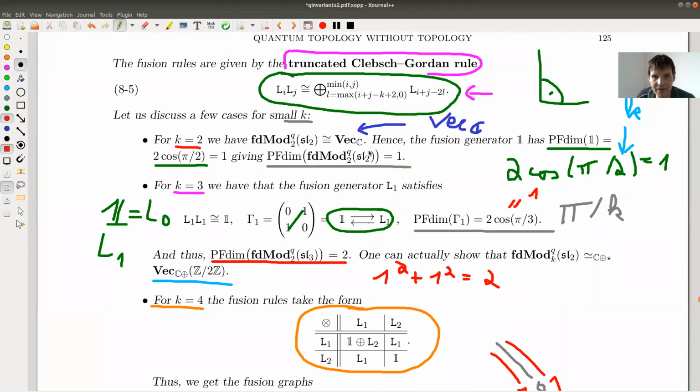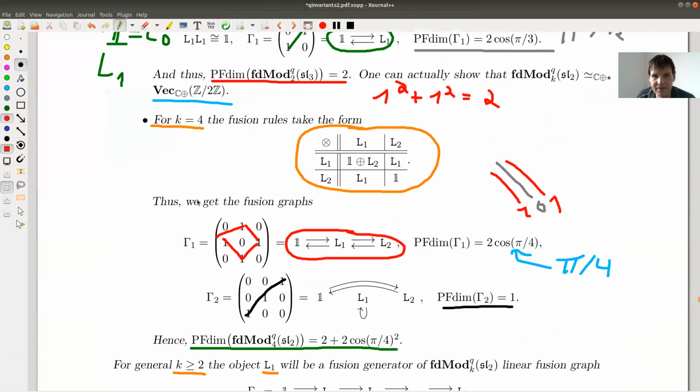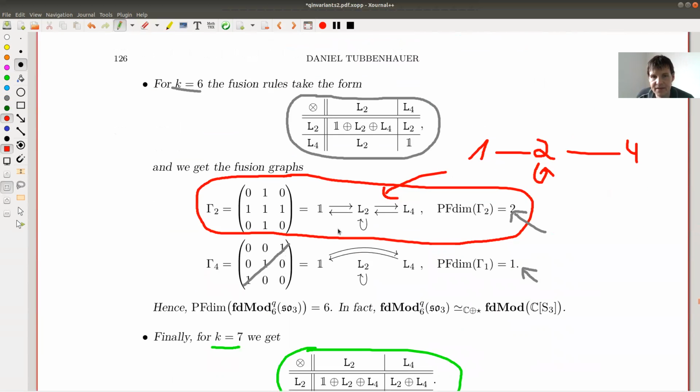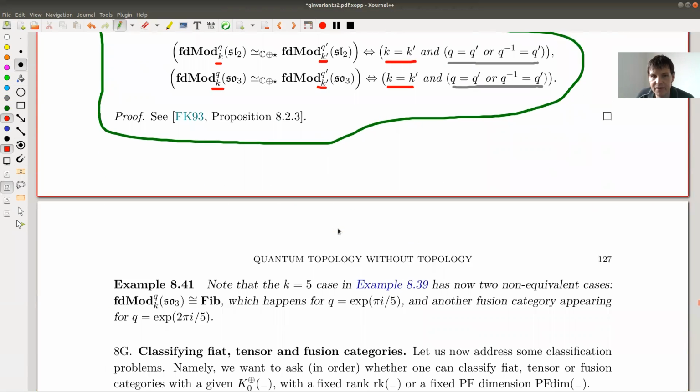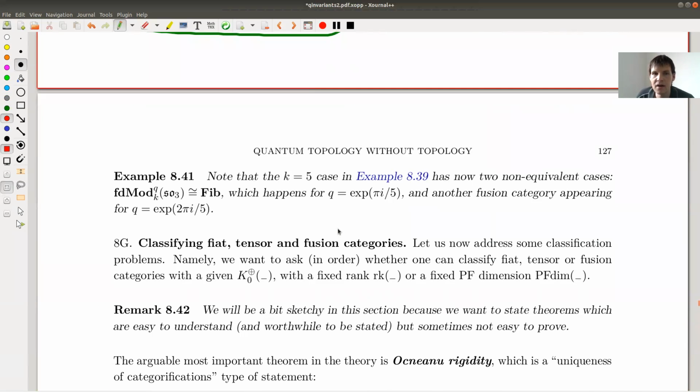You get vector spaces, then you get something more fancy with 2 cosine pi over 4, then you get something even fancier with 2 cosine pi over 5, and so on. They're basically never isomorphic. So you get this whole family of non-trivial examples of those fusion categories. Okay.